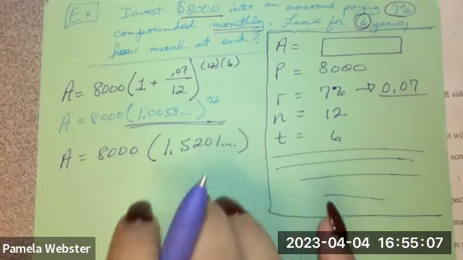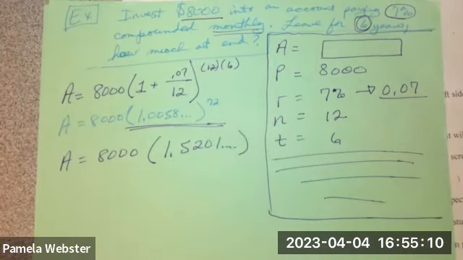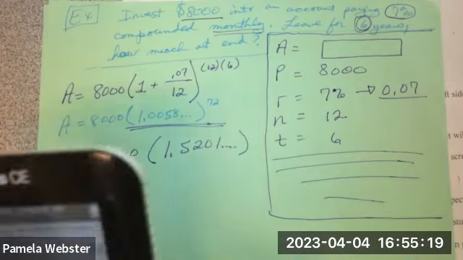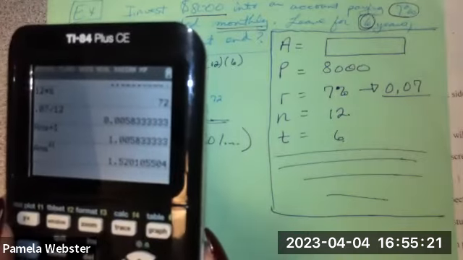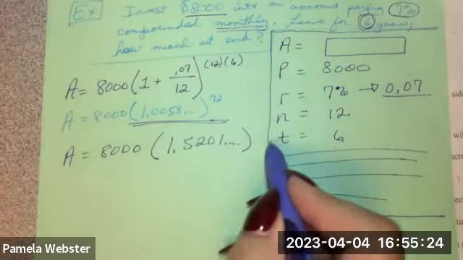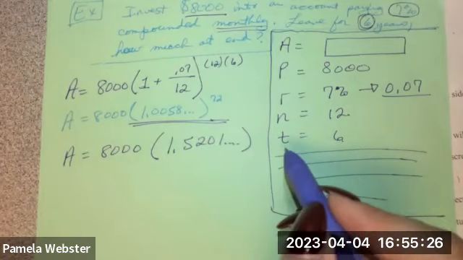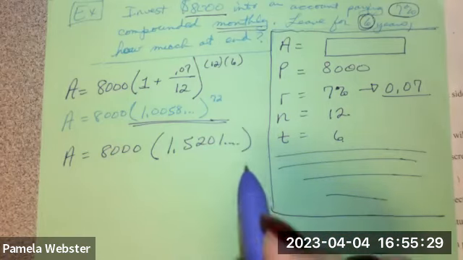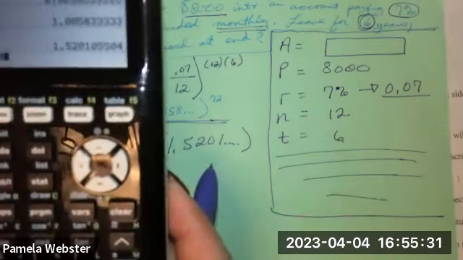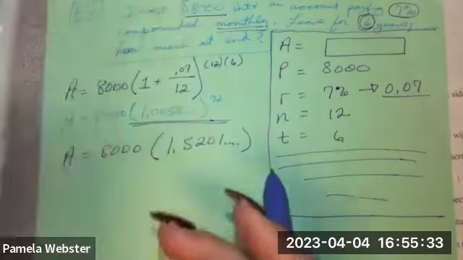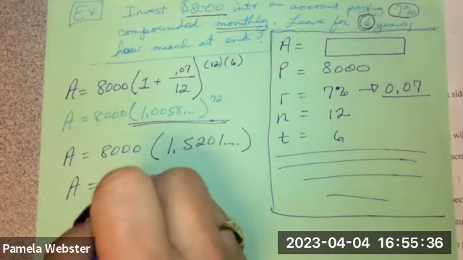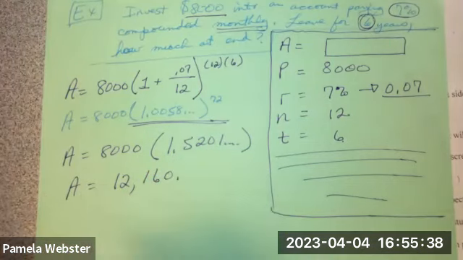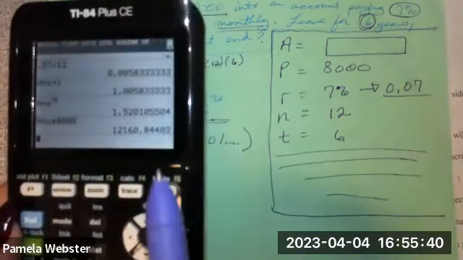And again, keep that decimal in your calculator because we're going to want that. So I've got this big long decimal going on. I want all of this decimal stuff out here. So don't round. You don't round until the very last step. So then I multiply by the 8,000. What do I have? A equals $12,160. And hang on, we're going to round here.